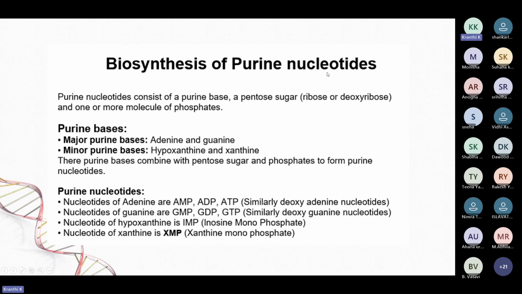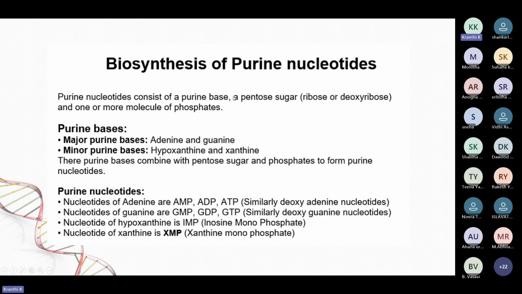Now coming to the biosynthesis of purine nucleotides. Purine nucleotides consist of a purine base. What is a nucleotide? It contains a sugar, a pentose sugar, maybe ribose or deoxyribose, and one or more phosphates, maybe monophosphate, diphosphate, or triphosphate, and a purine base.